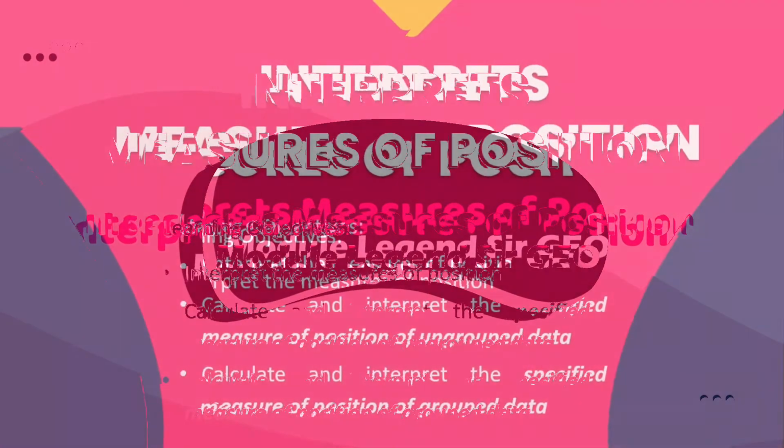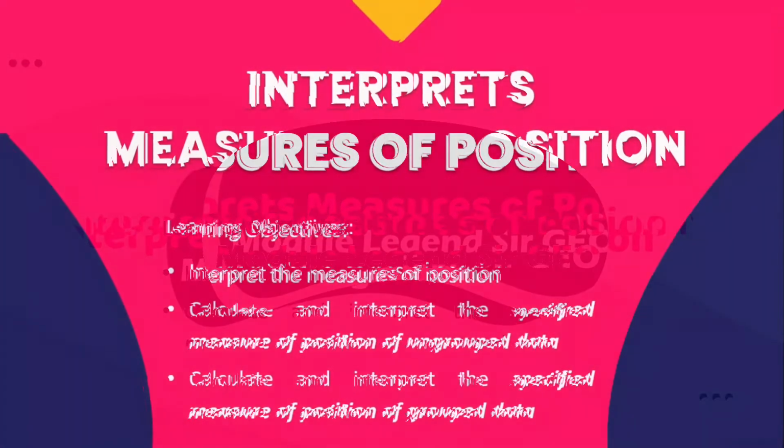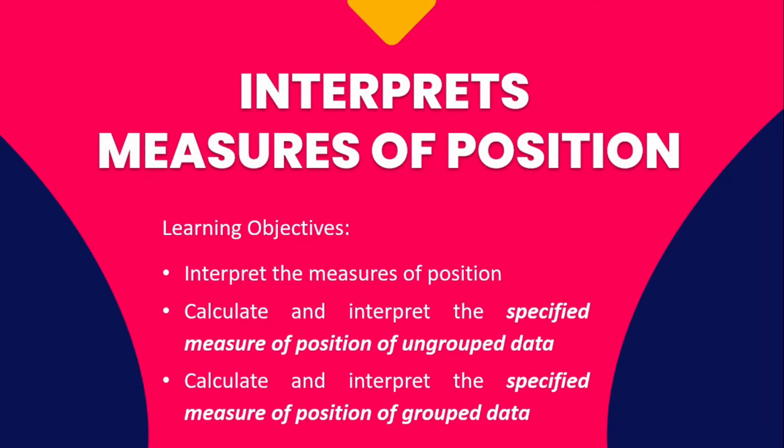This is all about interpreting measures of position. So our learning objectives for tonight will be: interpret the measures of position, calculate and interpret the specified measure of position of ungrouped data, and calculate and interpret the specified measure of position of grouped data. In this lesson, we don't dwell much on calculations. What we will discuss is how to interpret.